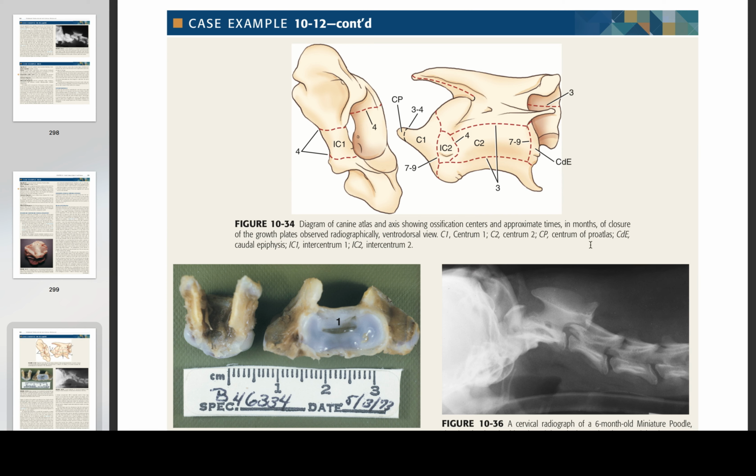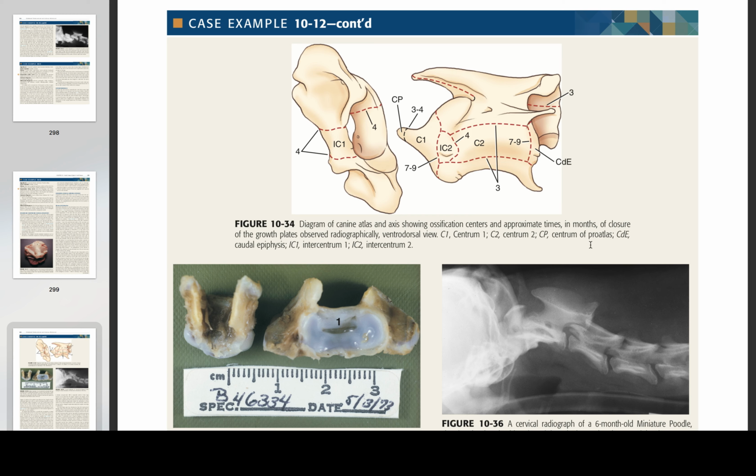Ossification is first seen in centrum 1 at 3 weeks of age and fuses caudally with the ossification of intercentrum 2 of the body of the axis at 7 to 9 months. Intercentrum 2 is a narrow ossification center between the ossification centers of centrum 1 and centrum 2. The latter forms the central region of the body of the axis. A narrow caudal epiphyseal ossification center completes the body of the axis. If centrum 1 fails to develop, the entire cranial portion of the body of the axis that articulates with the atlas would be absent, not just the dens.